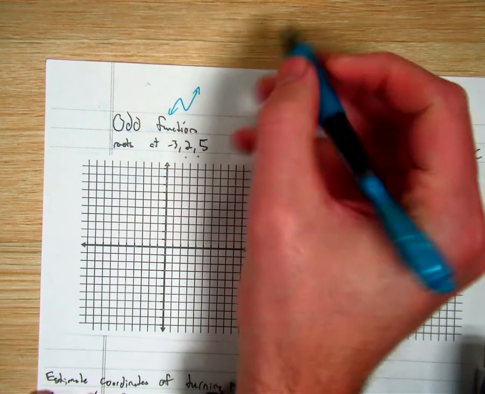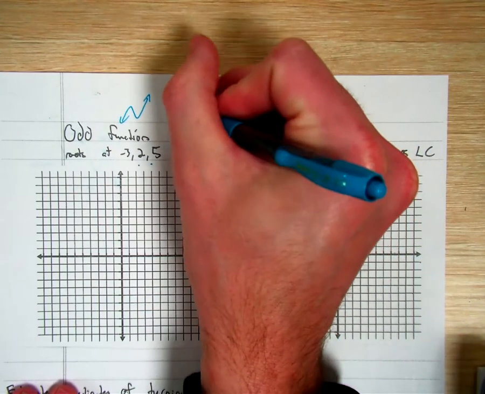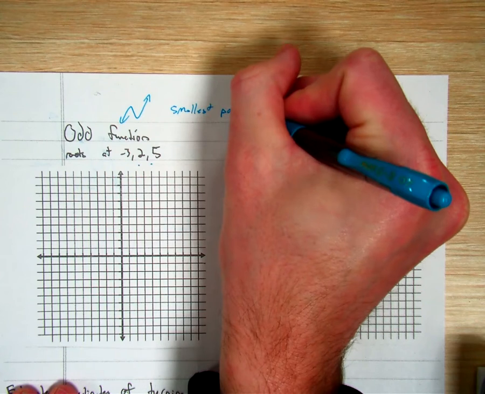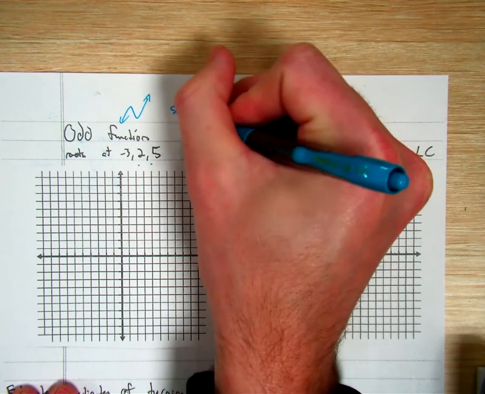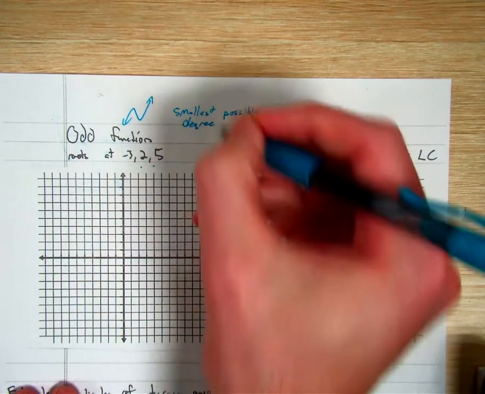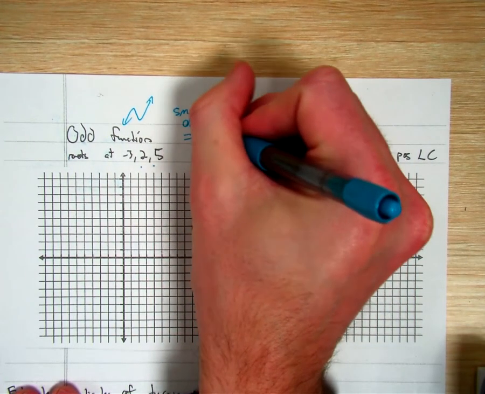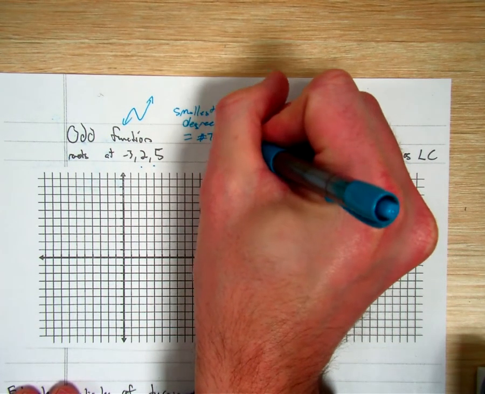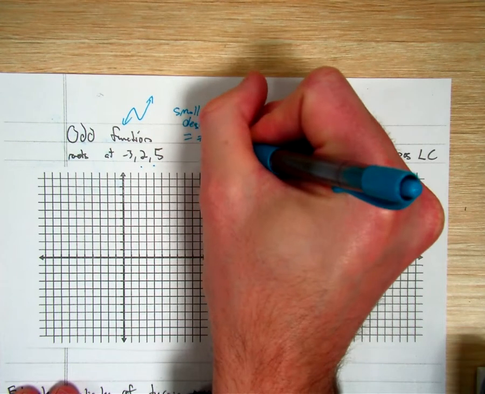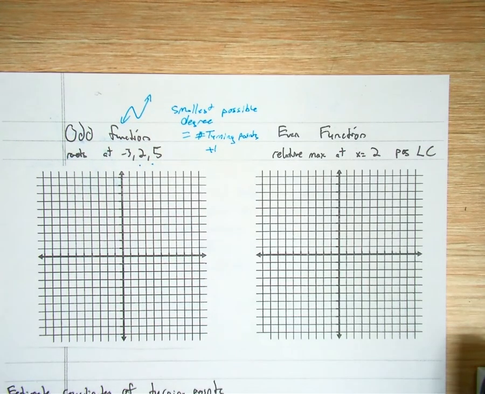And another thing we need to talk about is smallest possible degree is going to equal your number of turning points plus 1. Alright, and that might be a little confusing to you now, but it'll be common sense here for you real quick after we take a quick look at one of these problems.